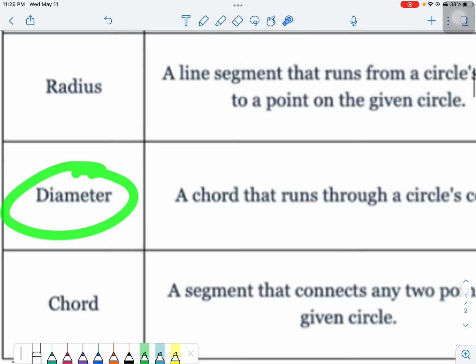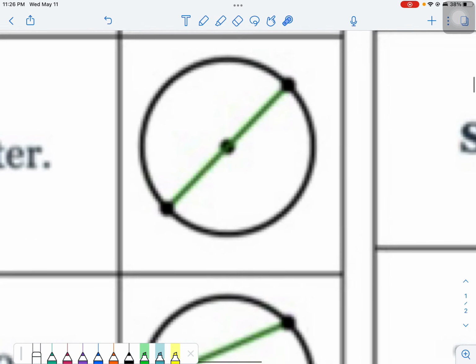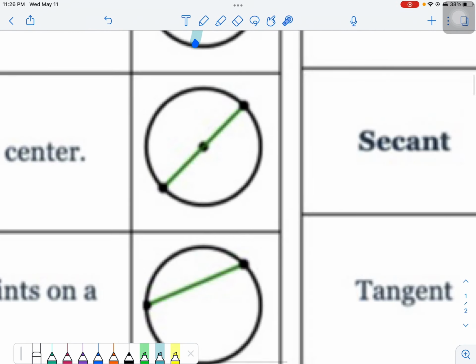Next term is a diameter. So the diameter is a chord that runs through the circle center. So a diameter is a line that goes from one point on the circle to another point on the circle, but it goes through the center of the circle, right?